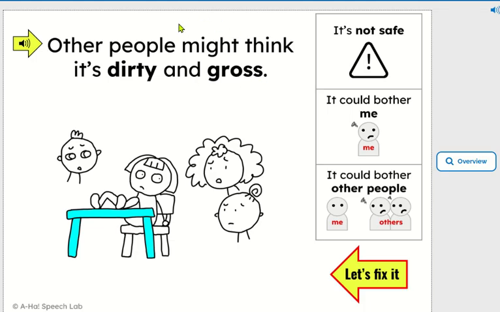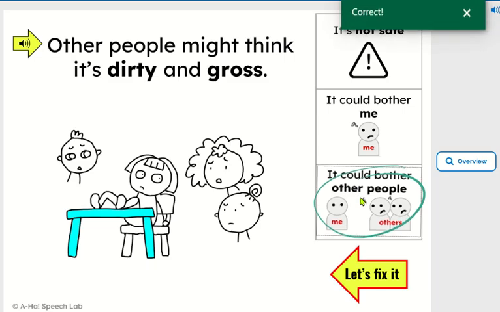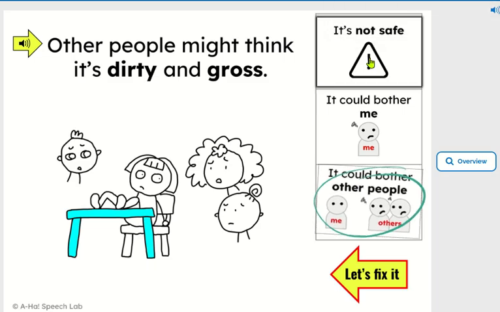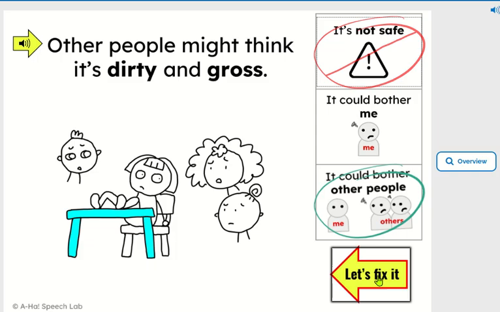Here it says other people might think it's dirty and gross. One thing to note is that throughout the deck, you'll see words like might or could, because these outcomes are never absolute. It's not always going to happen, but there's a high chance that it does. That's why the language of might and could are used. Also, if the word gross isn't something you want to use in your lesson, feel free to replace it. Again, it's not safe. It could bother me. It could bother other people. If it's gross, it can bother other people, but it equally could be unsafe. So discuss that with your group if that comes up.